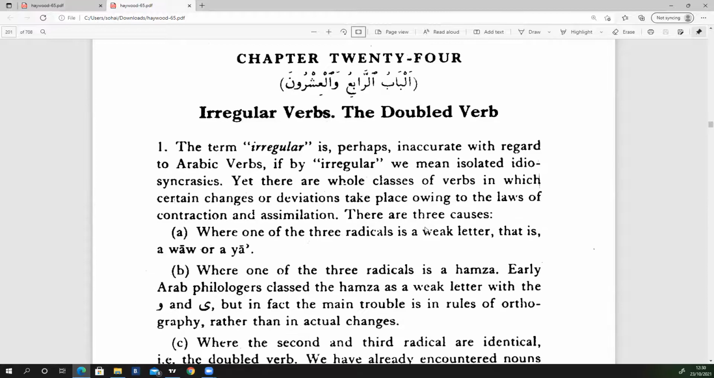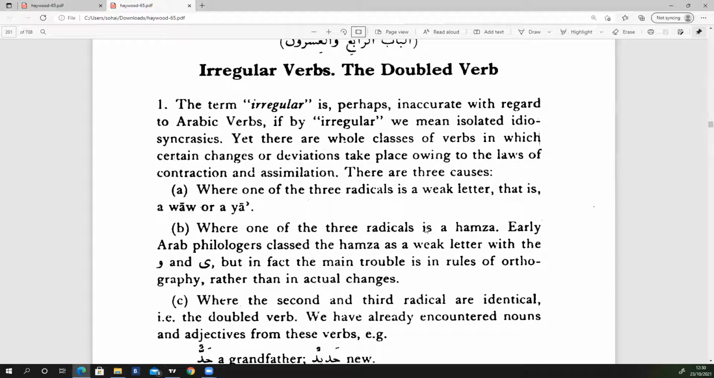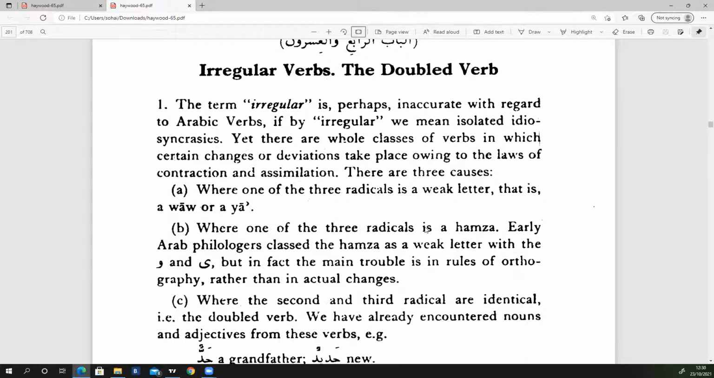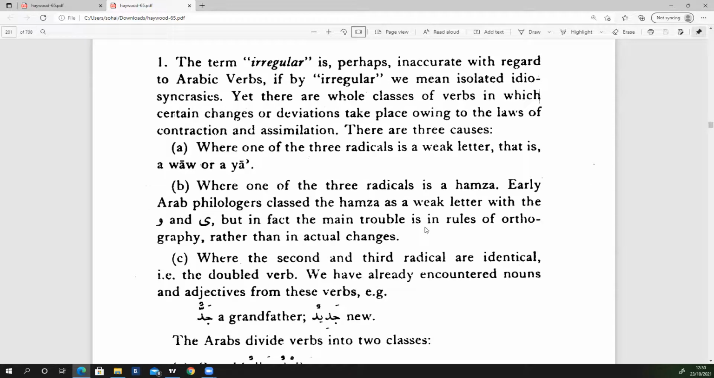So today we will be doing double verbs. Chapter 24 now. There are a number of things we're going to cover in this chapter. We are doing double verbs. It just gives you an introduction here. In Arabic, basically, if any verb has alif, waw, or ya, it's considered irregular in a way.